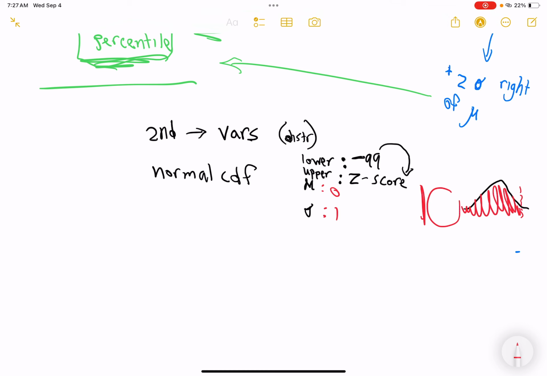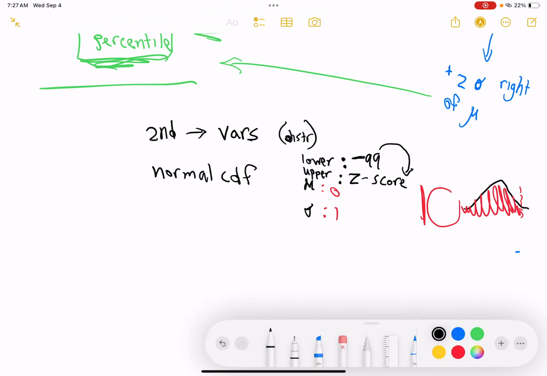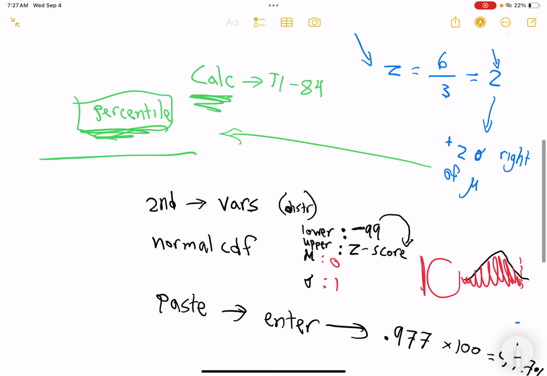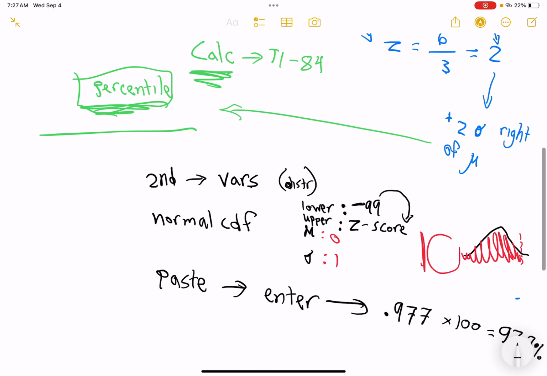And then all you have to do is go down. So I'm going to do yours, 2. Go down and click paste. So let me write that. Go down to paste and click paste. And then click enter. And you will get a decimal. And multiply that decimal by 100. So I got 0.977 about. And then we do times 100, and that gives us 97.7. And that means you are in the 97.7 percentile, which makes a lot of sense because you are 2 full standard deviations above the mean.